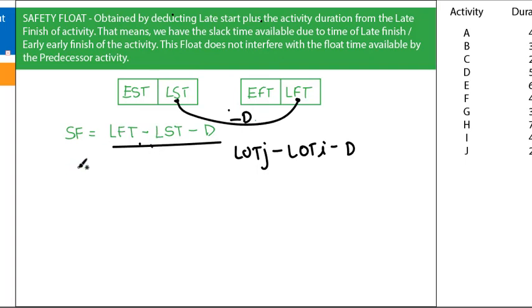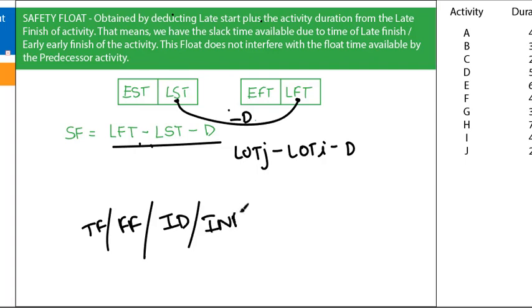So we saw five types of floats: total float, available for the entire path; free float, available for a particular activity; then independent float, which does not affect the early start time of the succeeding activity, assuming that the preceding activity finished at its latest finish time; then interfering float, the difference between total float and free float; and lastly safety float. So these are the five kinds of floats.